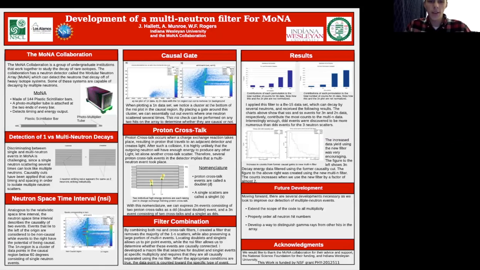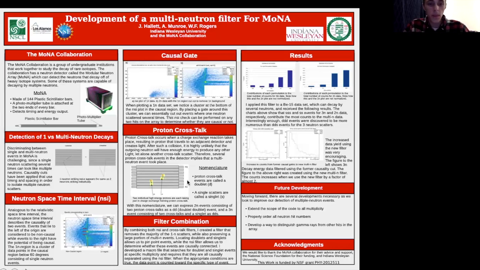Another tool that I use to create this multiple neutron filter is something called Proton Crosstalk. Proton Crosstalk is when a neutron enters the array and there's a charge exchange reaction and an outgoing proton hits an adjacent bar. So there's not enough energy in the outgoing neutron to create another proton crosstalk. So if we see two proton crosstalks taking place in our detector, we know that that was two neutrons.